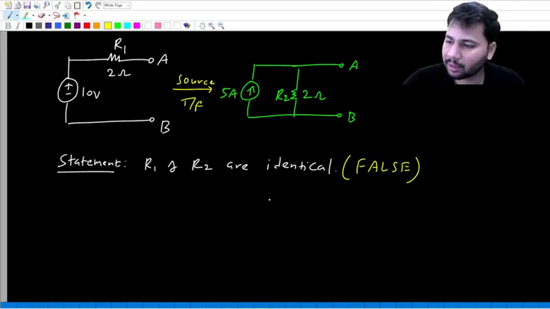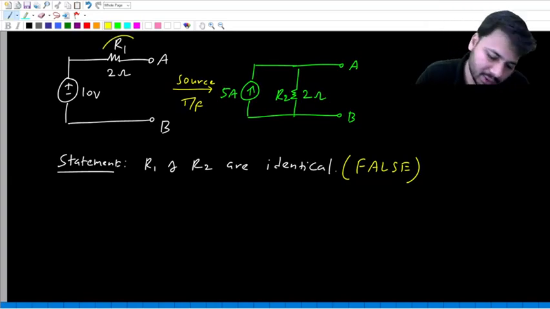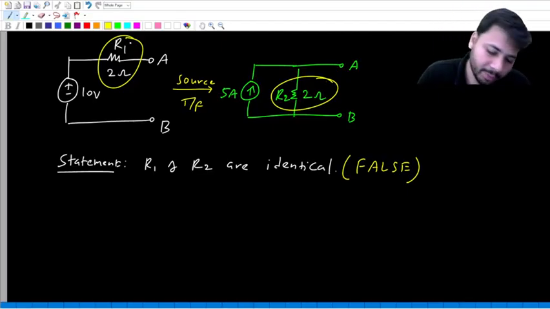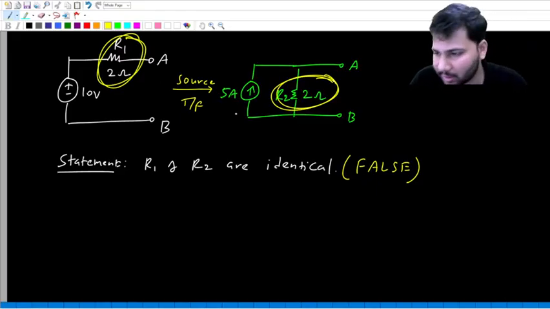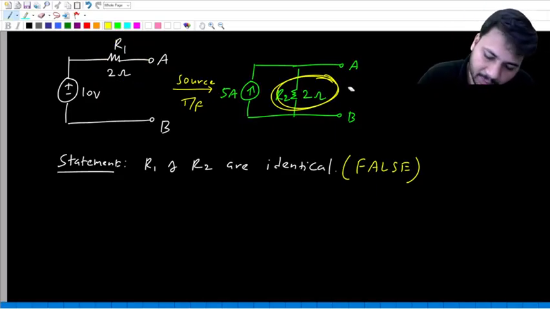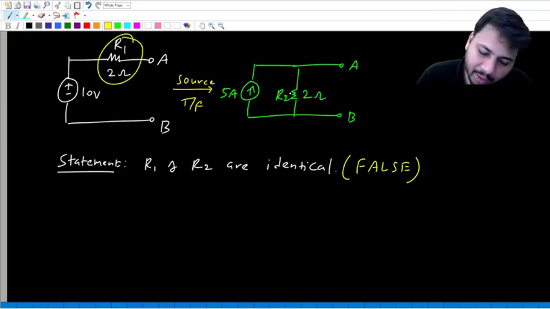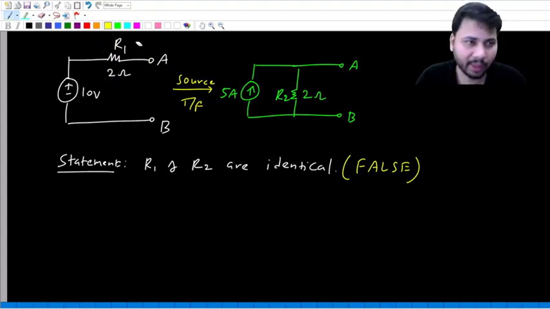Please understand that R1 and R2 are not identical. That means this 2 ohm is not the same as this 2 ohm. I repeat, this 2 ohm is not the same as this 2 ohm. Both the resistors have the same value, that is 2 ohm, but both are not identical. So this statement is false. I will repeat because it is very important: this 2 ohm is not the same as this 2 ohm. Let's understand why.